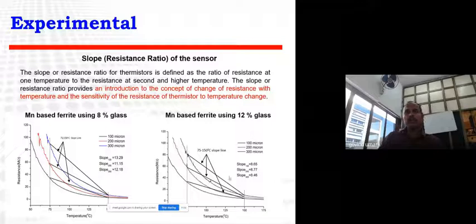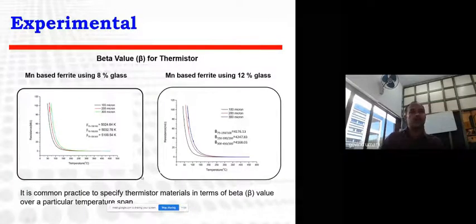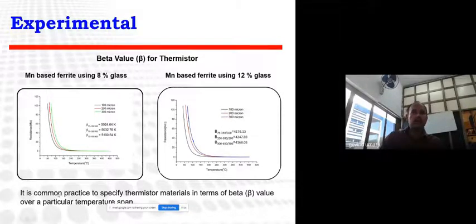However, in 12% glass, what we observe is that in the range of 75 to 150 degrees Celsius, the slope is around 8.65 or 8.6766. So this is one important parameter we have to define in our data sheet. Similarly, the beta value, we have to define it. What is the beta value of our material or our thermistor? Because it is common practice to specify this thermistor material in terms of beta value over the particular temperature range.